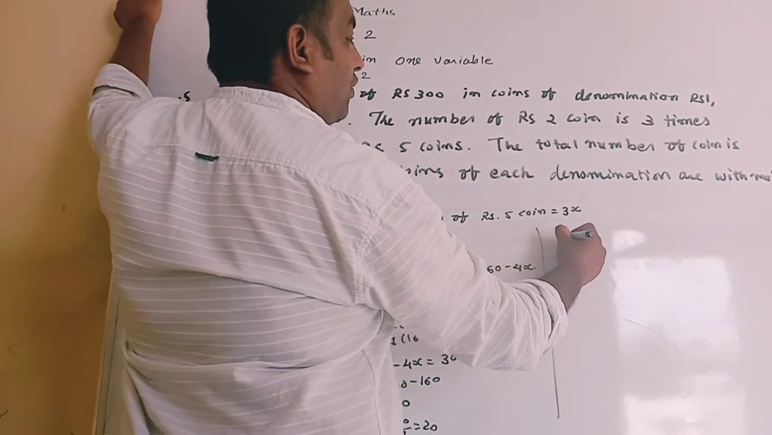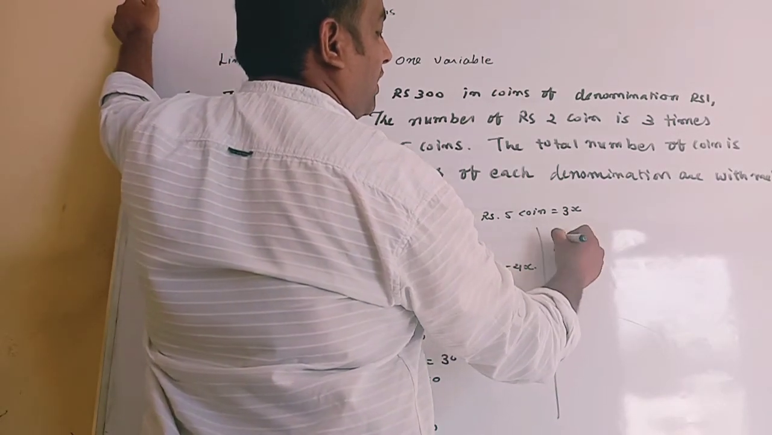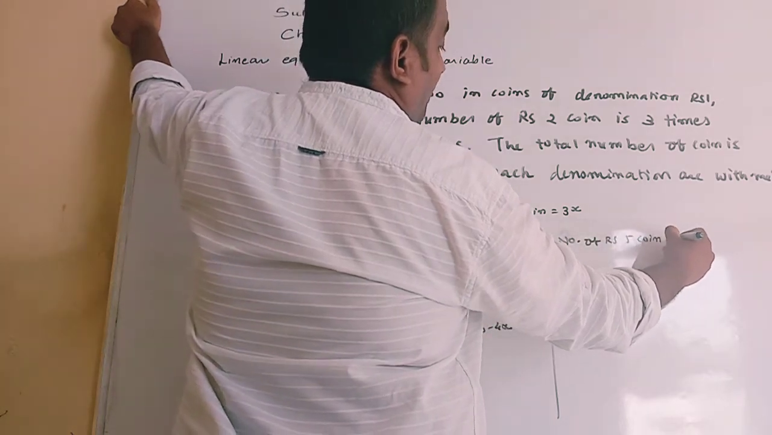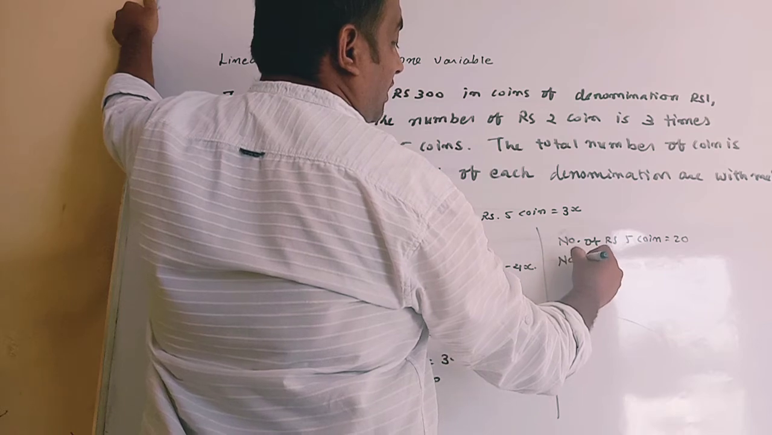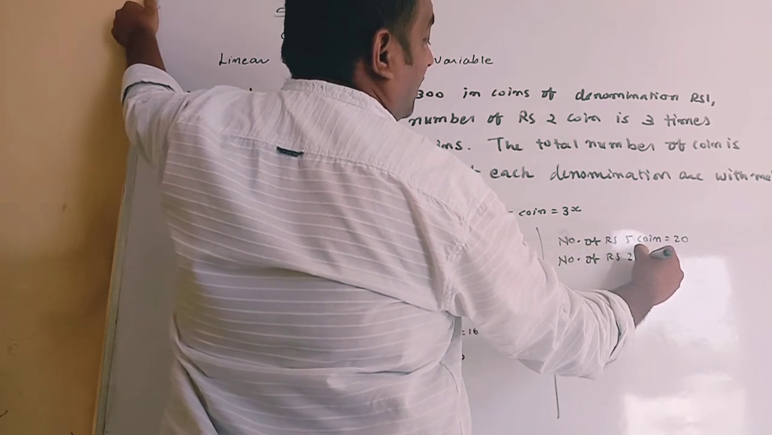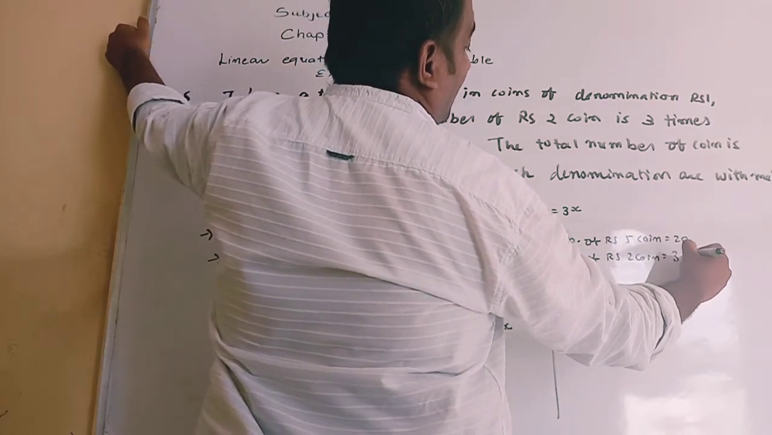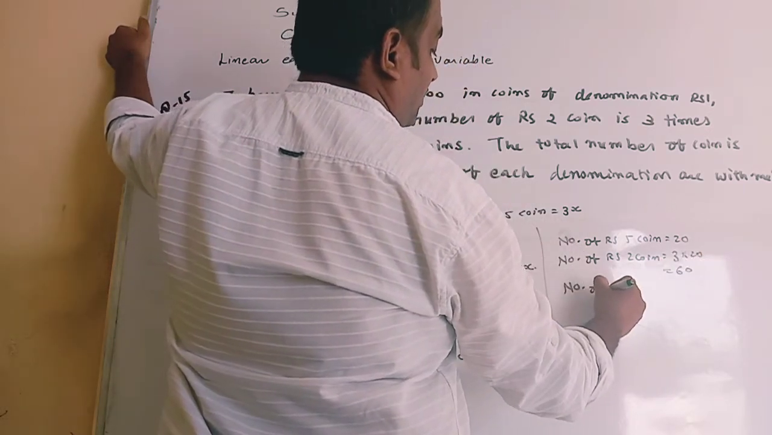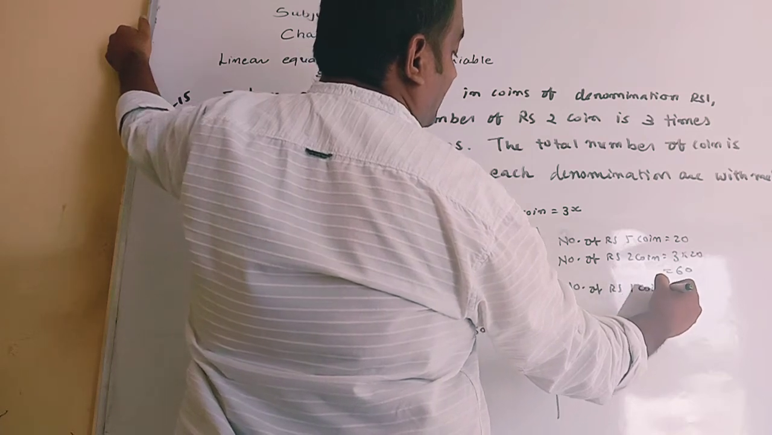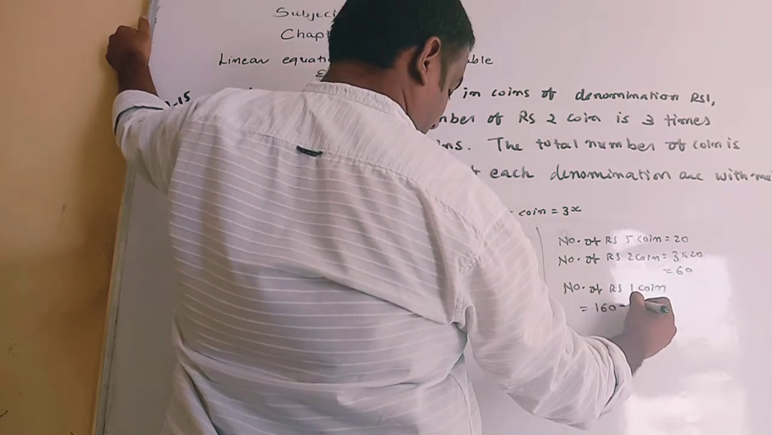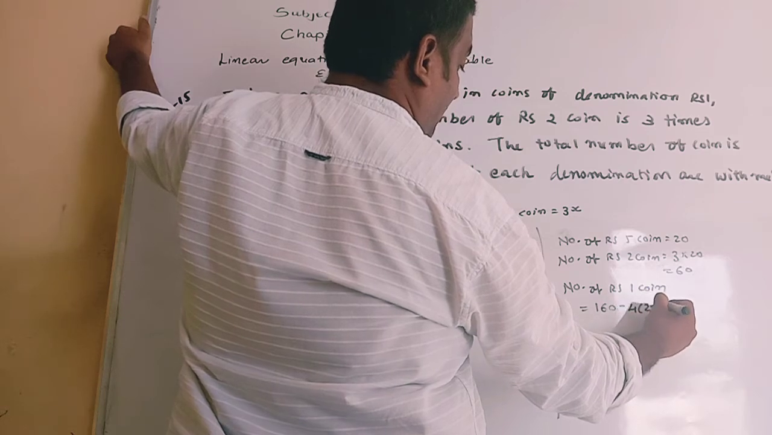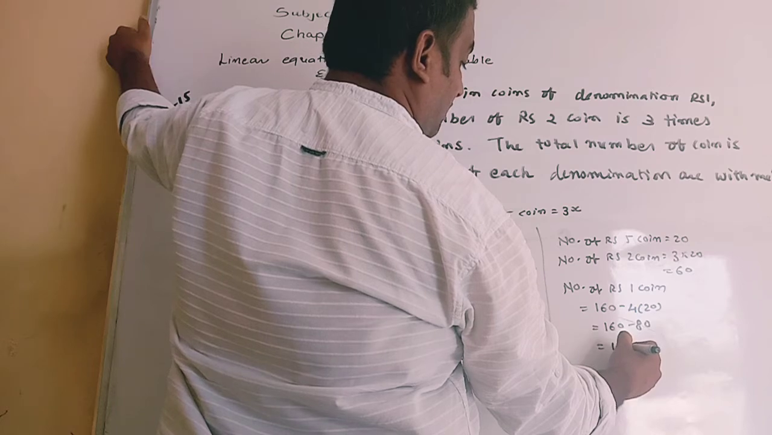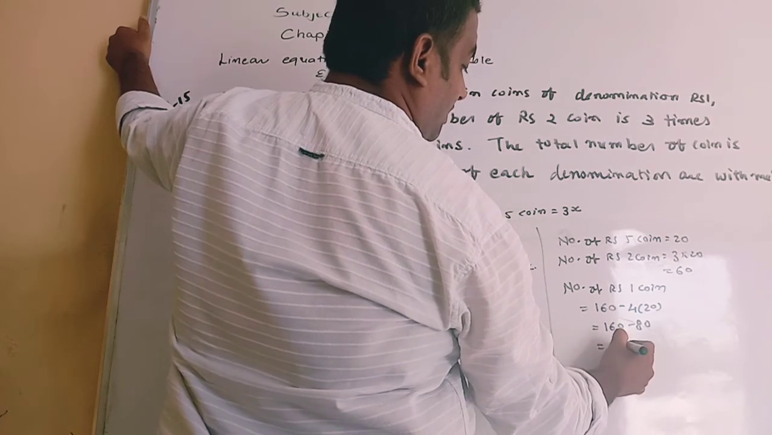So the number of rupees 5 coins equals 20. The number of rupees 2 coins equals 3 into 20, which will be 60. And the number of rupees 1 coins equals 160 minus 4 into 20, so 160 minus 80, this is 80.